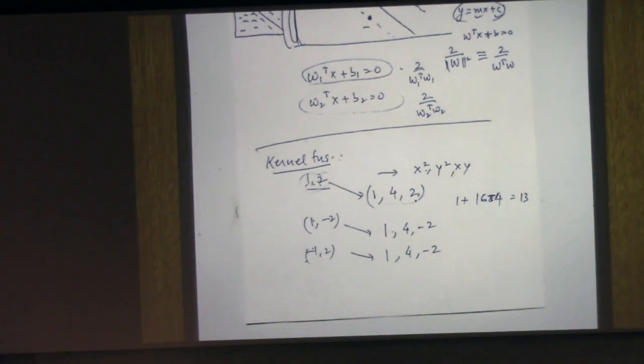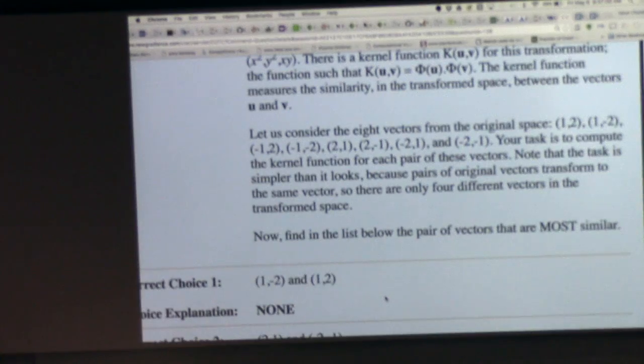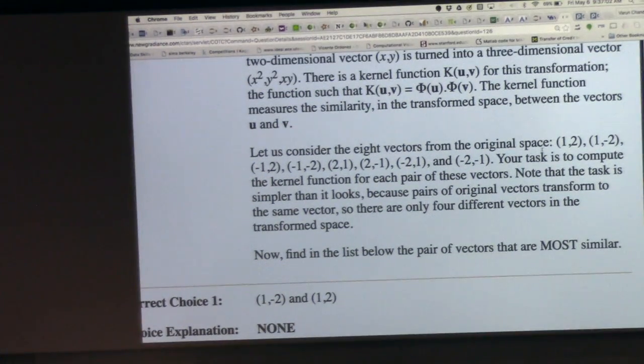So the trick here is that even though in the original space maybe this was closer to this one, in the transformed space, the similarities would change. So you just need to know how to compute these operations. Any questions on this one? All right.